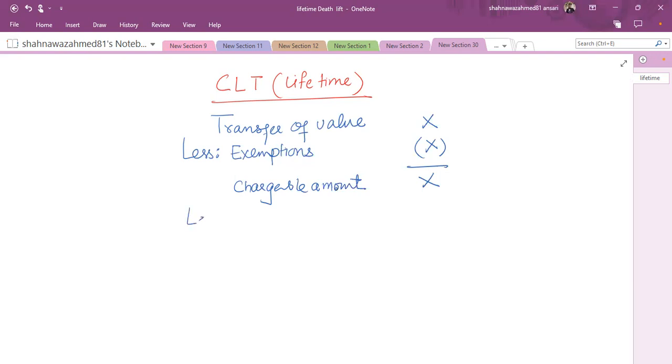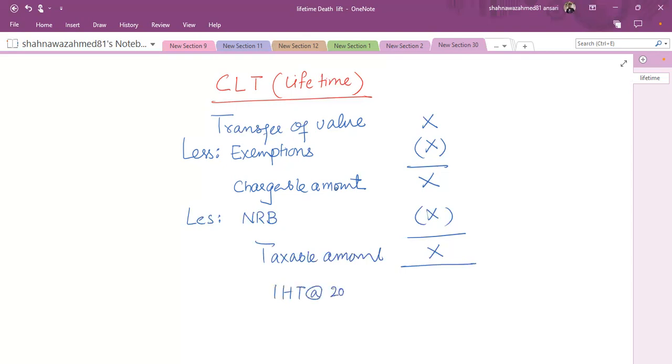And from this chargeable amount, then we'll deduct the nil rate band available. And after deduction of this, the value is called the taxable amount. And then IHT is payable at the rate of either 20% or 25%, depending on who is going to pay the tax. This is the pro forma of CLT lifetime tax.